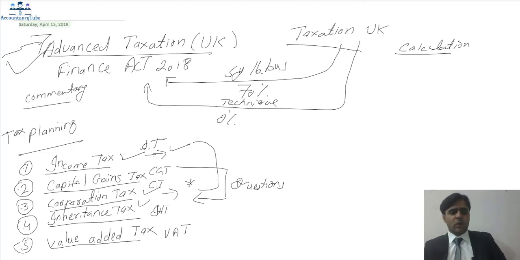Now, what is value added tax? Value added tax is a tax which is paid on the sales. If your business is registered for value added tax, then you will have to charge the value added tax and eventually pay it to HM Revenue and Customs, which is the tax collecting body in the UK. We will see all of them in turn when we move to our lectures.